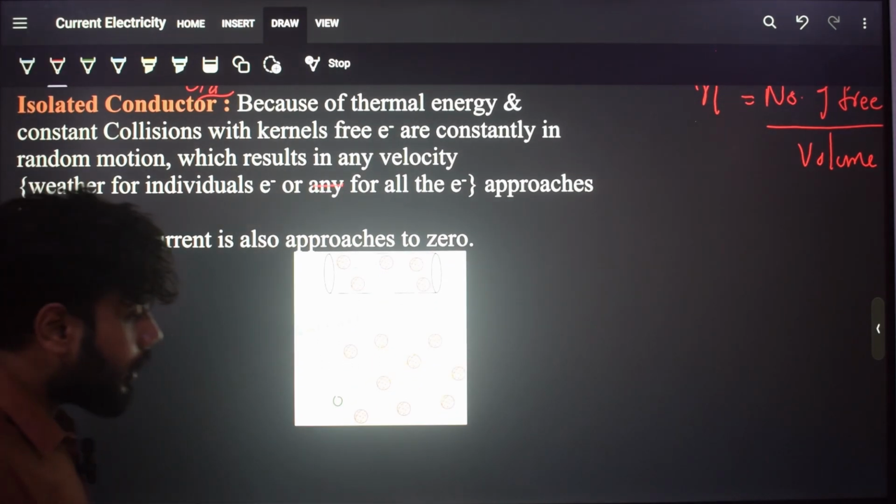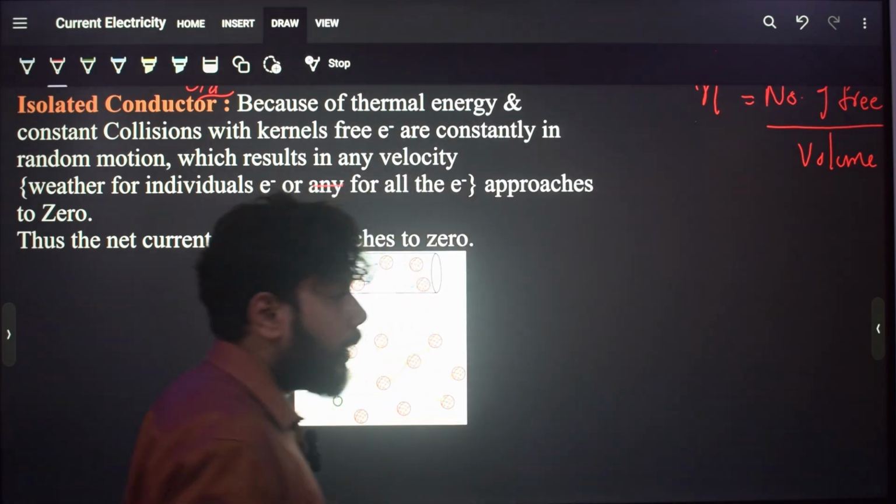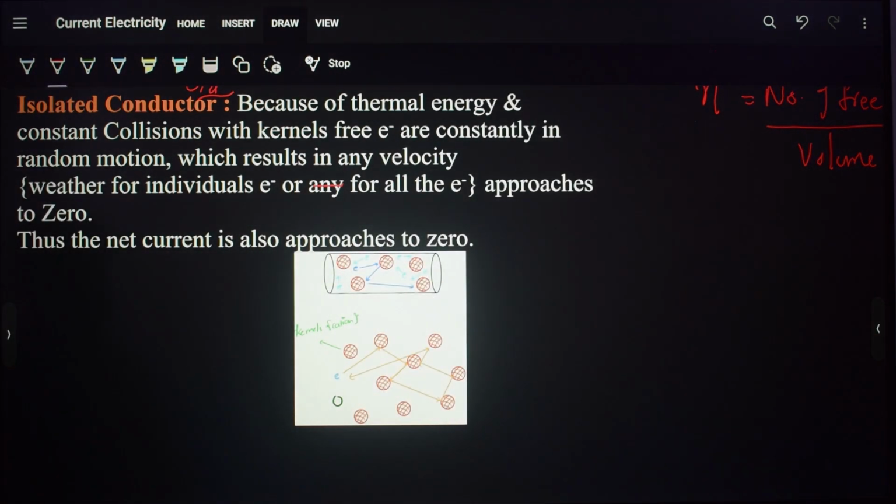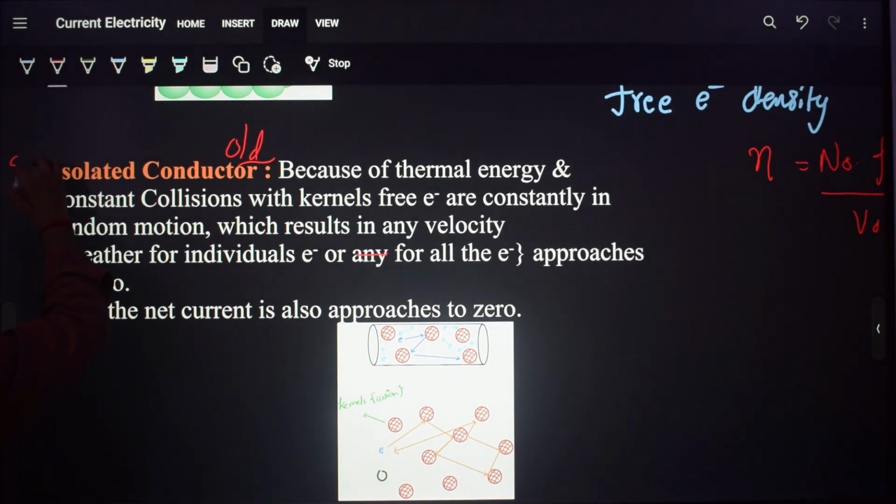Okay, so we are studying the concept of current in a conductor. So for that we have to discuss in stages. So this is your stage 1.